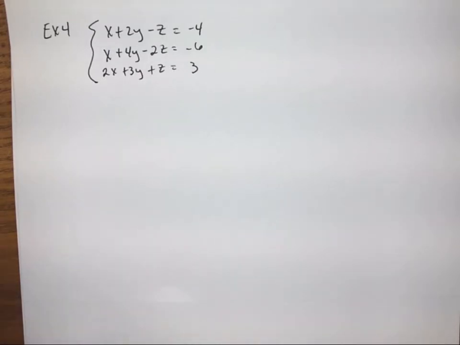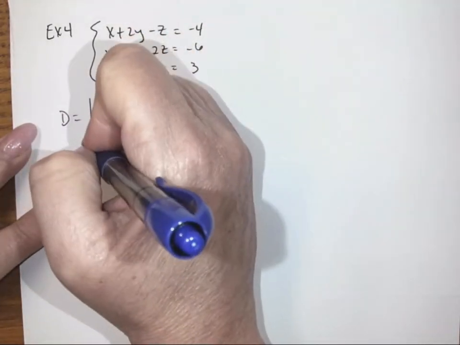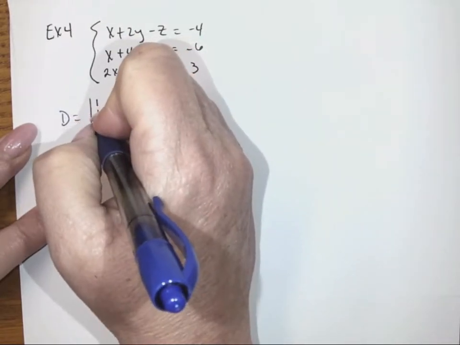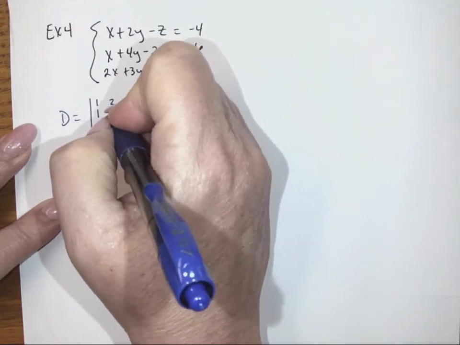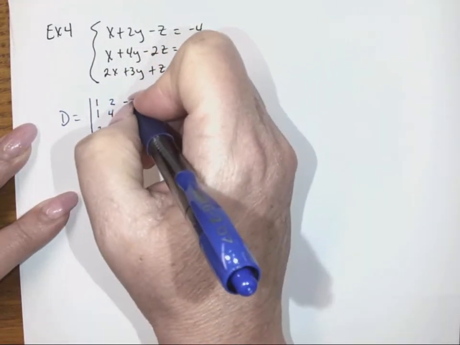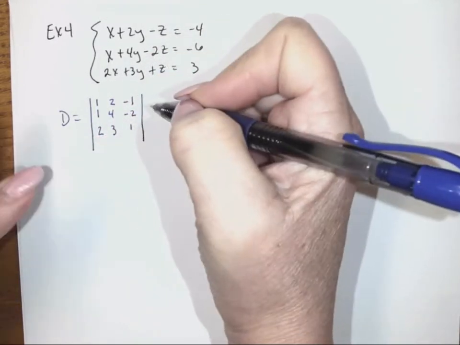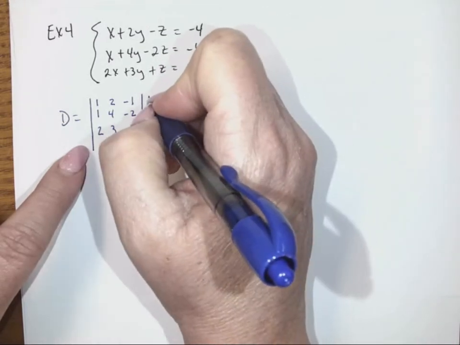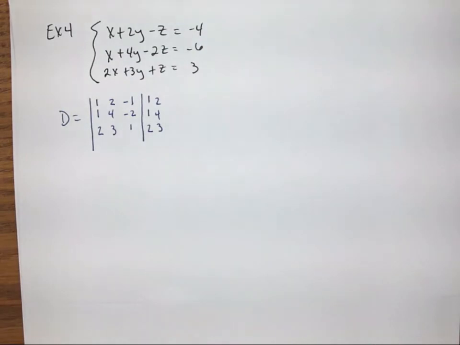So let's start with our d. So d will be, we're going to do the same thing we did before. It's 1, 1, 2, because we have a 1, and a 2. 2, 4, 3. Negative 1, negative 2, and 1. And then we're going to repeat the first 2 rows. So 1, 1, 2, 2, 4, 3. Now we're going to do the same thing we did previously of cross multiplying, except we're doing it slightly different.